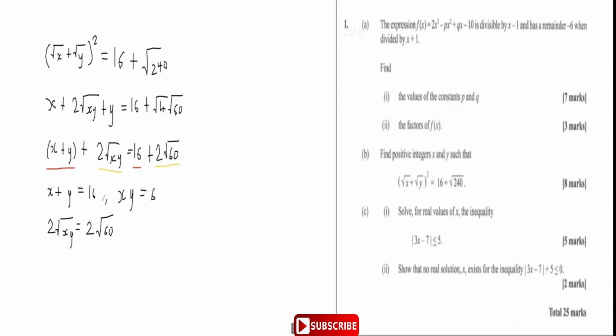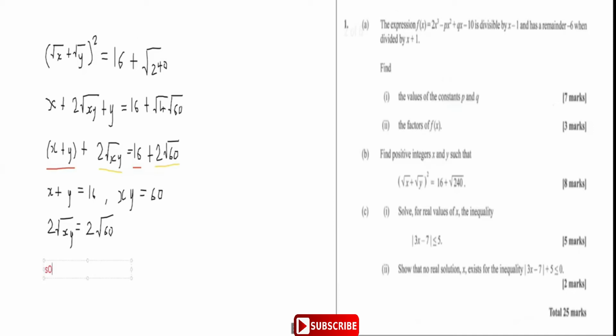Now if x plus y is 16 and x times y is 60, the only possible solutions are x equals 10, y equals 6, or x equals 6 and y equals 10. 10 plus 6 is 16, and 10 times 6 is 60. So that's the only solution.